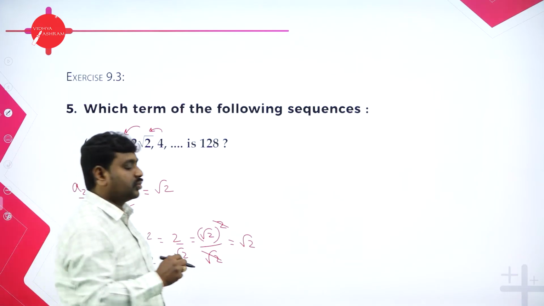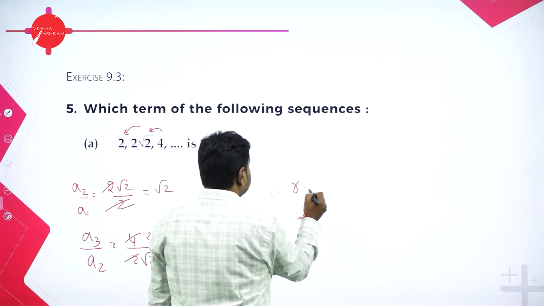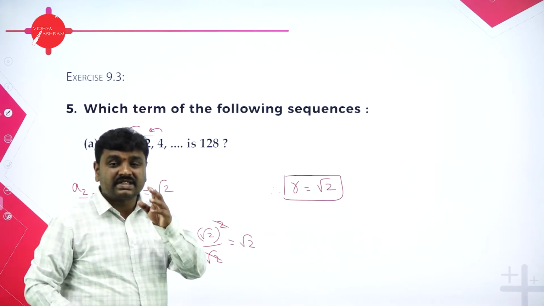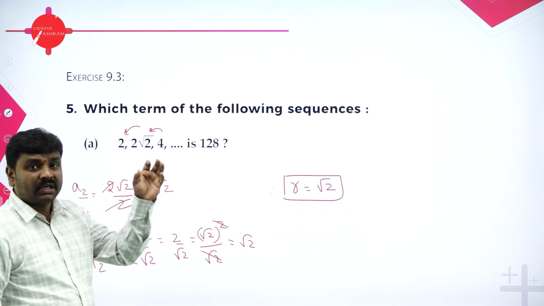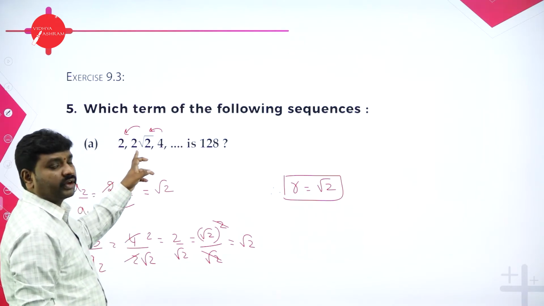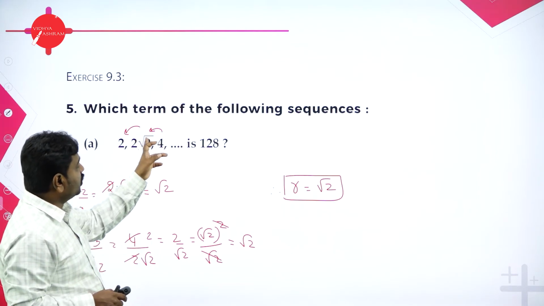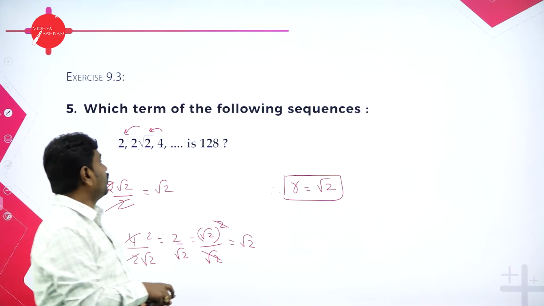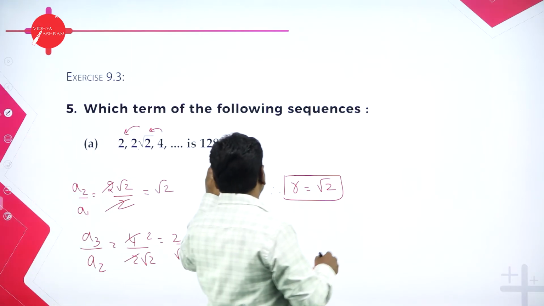They have common ratio. So therefore, what is the common ratio? R is root 2. Common ratio is root 2. So the given sequence is in geometric progression. Every term you multiply root 2 to this, you will get 2 root 2. Again you multiply root 2 to this, it will become 2 into root 2 into root 2, becomes 2 into 2, that is 4.